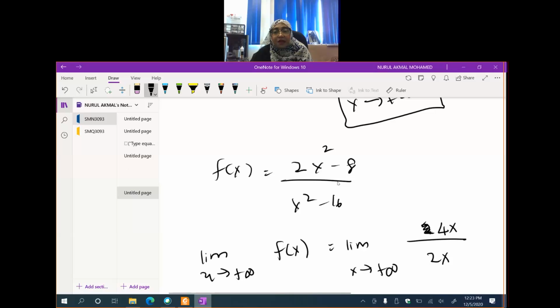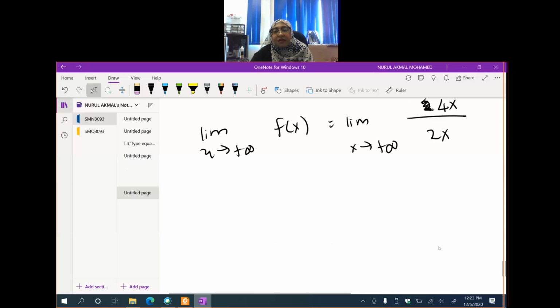For this one, if you substitute x equal to infinity, it will be infinity over infinity, or you can just cancel out the x, right? It will give you 2. If you still want to apply L'Hopital's rule, you differentiate the numerator, you get 4, and the denominator you get 2. So it's fine, it will give you 2. The limit of f as x tends to infinity is equal to 2.